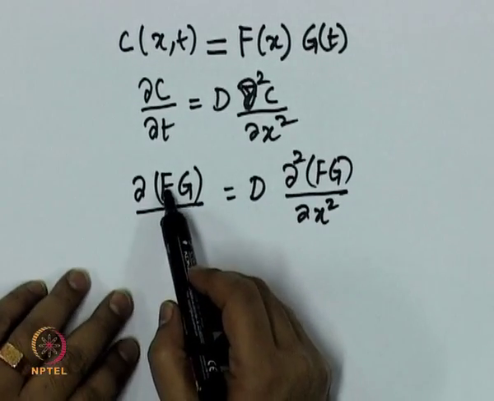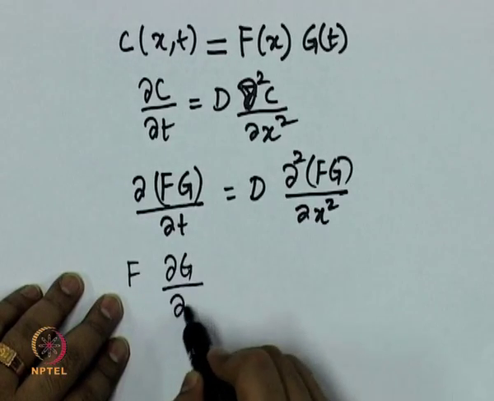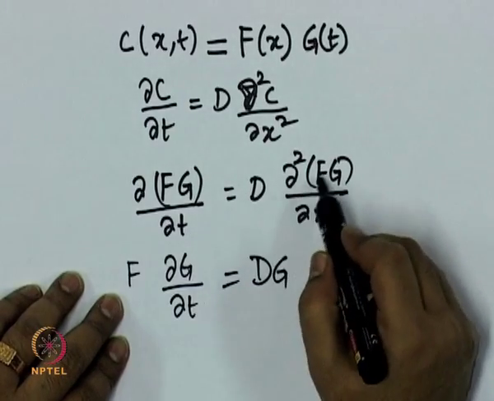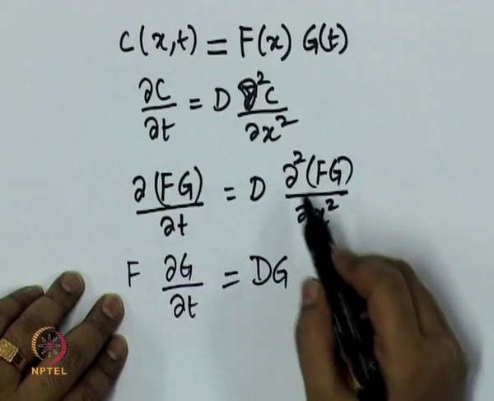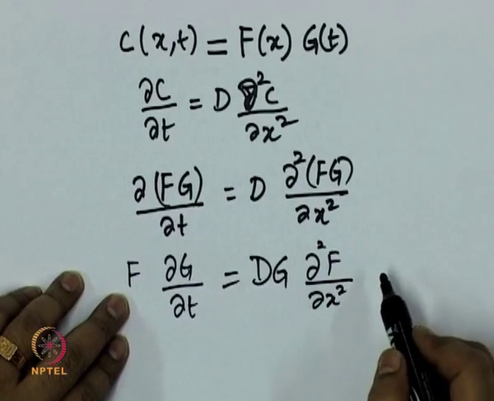Now, because f is only a function of position, it comes out. So, you have ∂g/∂t equal to D on this side; g will come out because this is only a function of time. So, you have ∂²f/∂x².